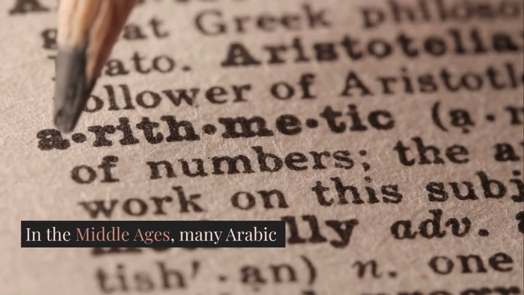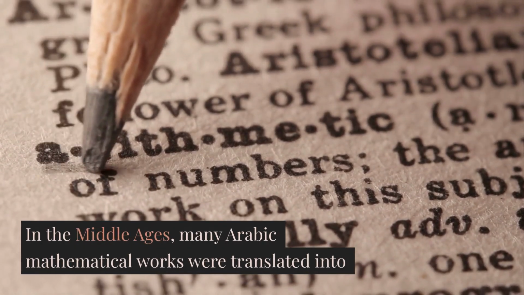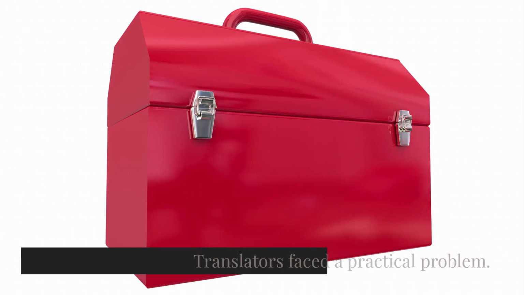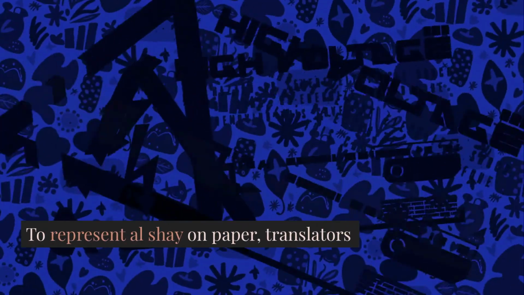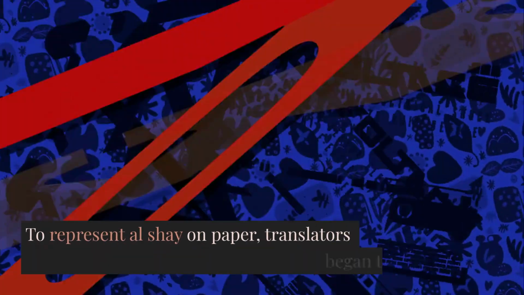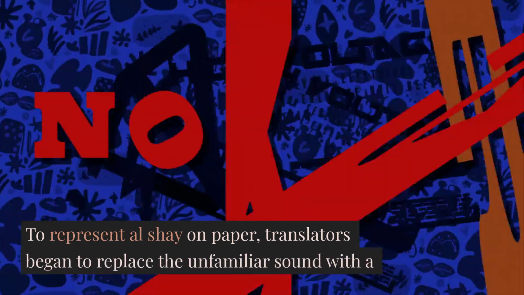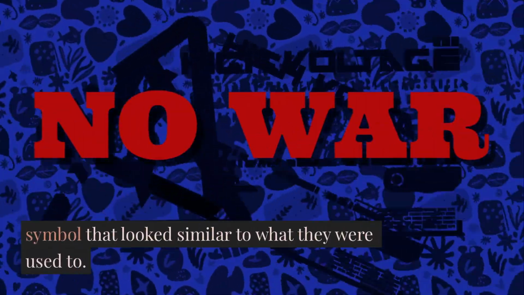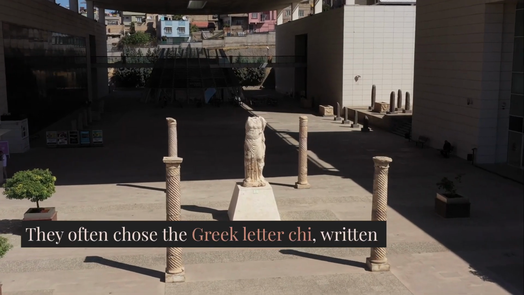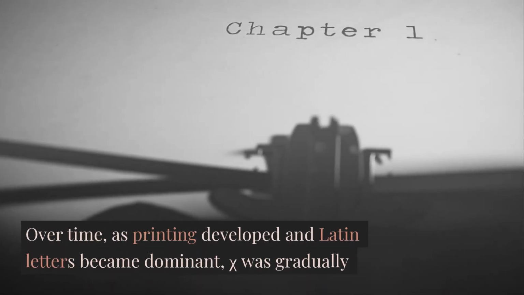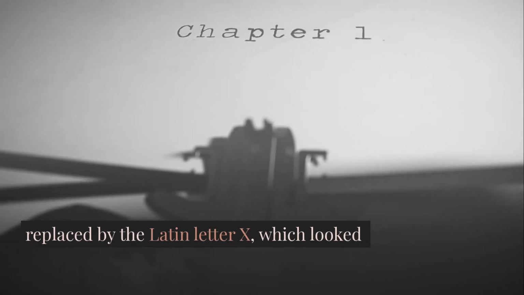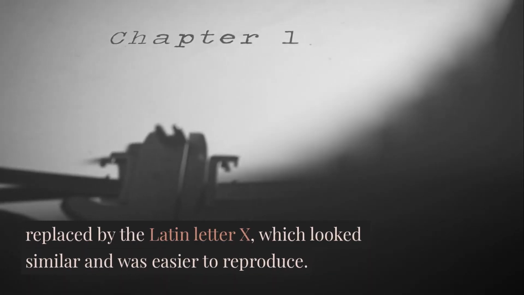In the Middle Ages, many Arabic mathematical works were translated into Latin and Spanish. Translators faced a practical problem. European languages did not have a sound equivalent to the Arabic sh. To represent al-shay on paper, translators began to replace the unfamiliar sound with a symbol that looked similar to what they were used to. They often chose the Greek letter chi. Over time, as printing developed and Latin letters became dominant, chi was gradually replaced by the Latin letter X, which looked similar and was easier to reproduce.